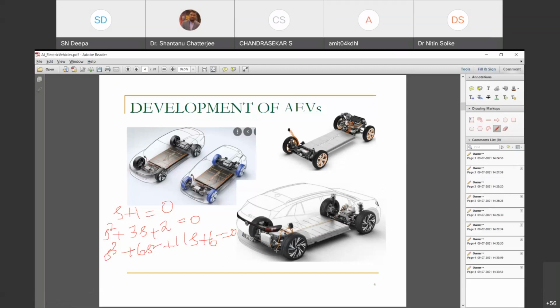First one is a normal equation. S plus 1 is a first order equation. It's a linear equation, S is equal to -1. S squared plus 3S plus 2 is a quadratic equation. It's a second order equation. So S squared plus 3S plus 2 equal to 0.